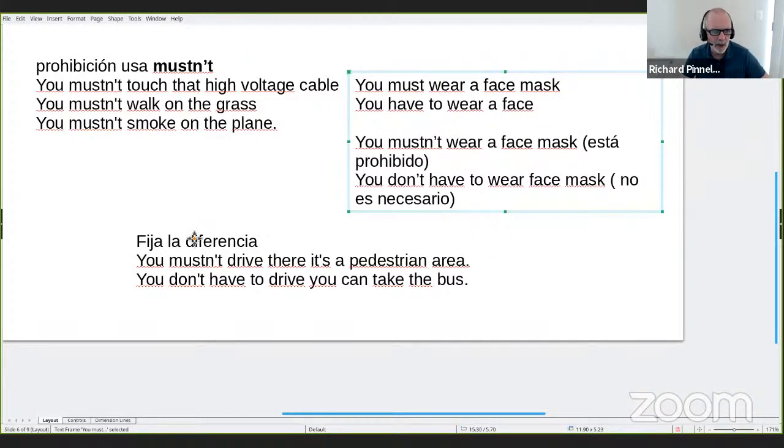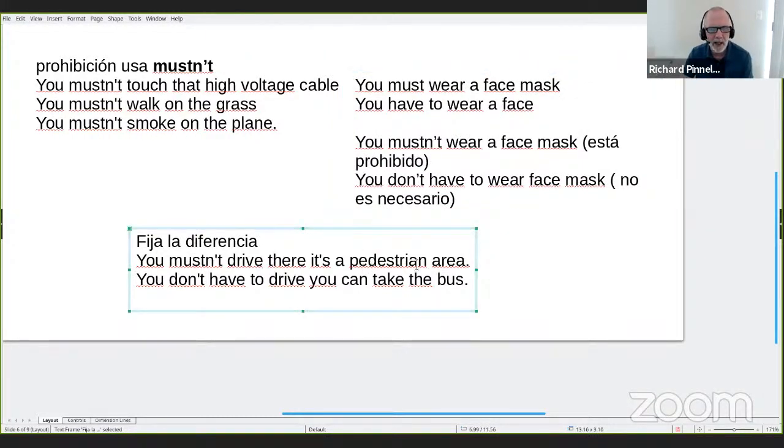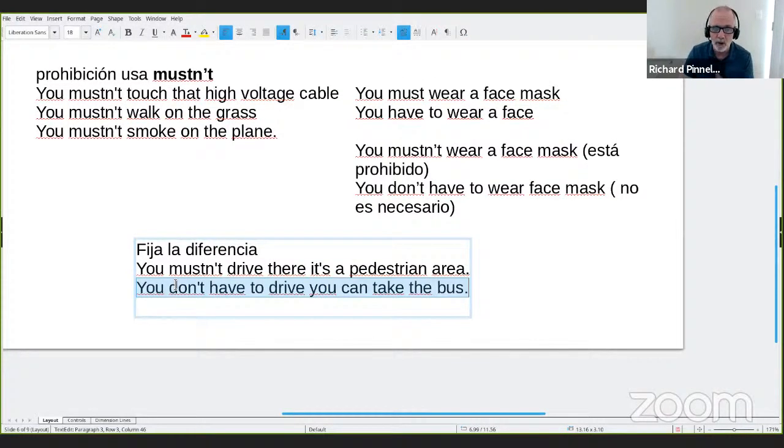Y aquí tengo otro ejemplo. You mustn't drive there. It's a pedestrian area. Está prohibido manejar el coche en esa zona. You don't have to drive. You can take the bus. No es necesario manejar el coche. Puedes tomar el autobús.